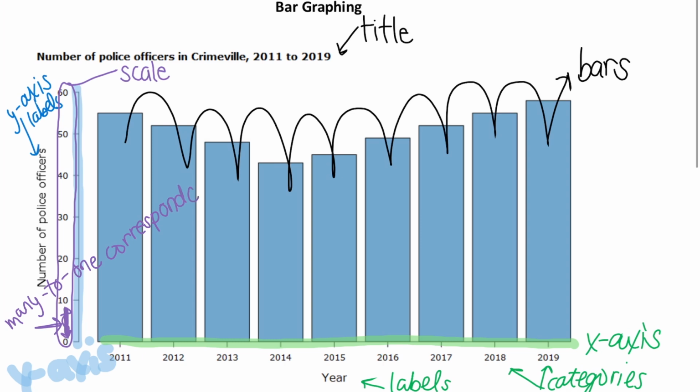Because each of those little spaces, that's me pronouncing that word wrong. Each of those little spaces corresponds, or goes with, matches up with, represents more than one number, many numbers. So many-to-one correspondence. Now, if you're counting by 1, we call it 1-to-1 correspondence.